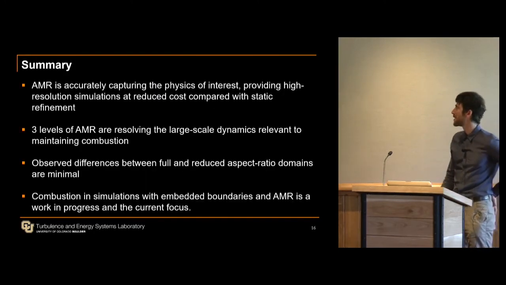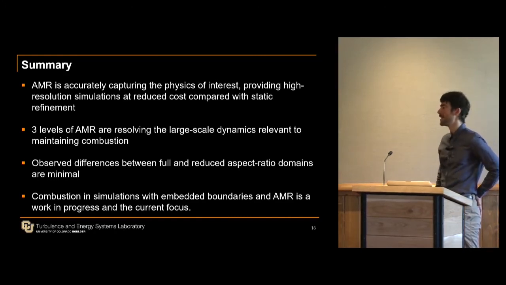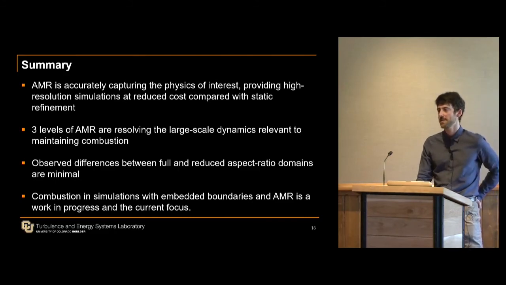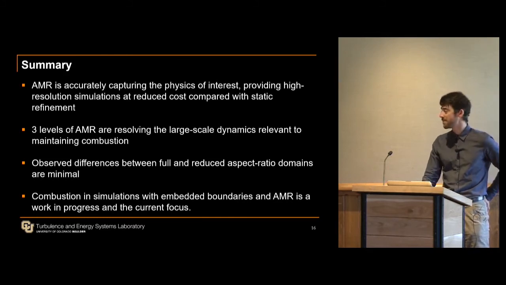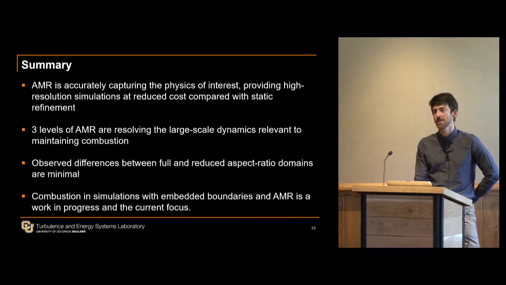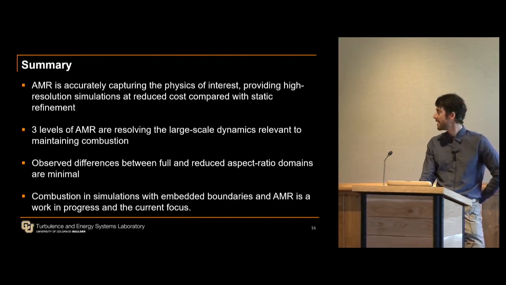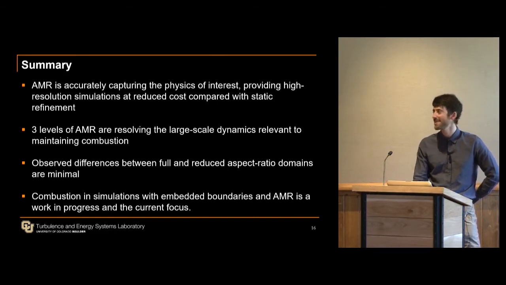So in summary, we're using adaptive mesh refinement to provide local resolution where we need it, and that's helping us speed up these simulations at a comparatively cheaper cost relative to a full static refinement. We're seeing that 3 levels of refinement is absolutely necessary to capture the shear layer and recirculation zone dynamics that we're interested in. We're seeing little difference between aspect ratios for our cases, which is surprising, and I mentioned that as an ongoing area of investigation. And then working on combustion actively and in a very excited fashion.